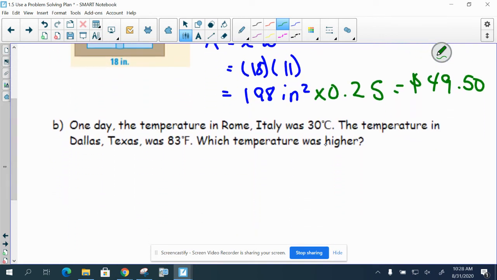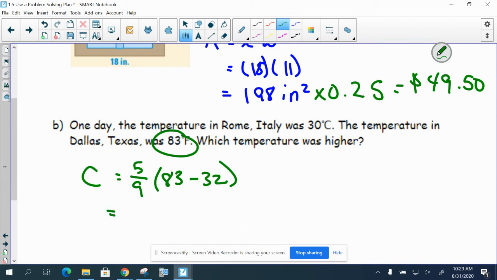Okay, so this next one. One day the temperature in Rome, Italy was 30 degrees Celsius. Temperature in Dallas, Texas was 83. Which temperature was higher? So we're going to need one of our equations to convert one of these so that they each match. So let's go ahead and use the first equation that relates Fahrenheit and convert Fahrenheit to Celsius. So Celsius equals 5/9 times (83 minus 32). This would be 5/9 times 51.